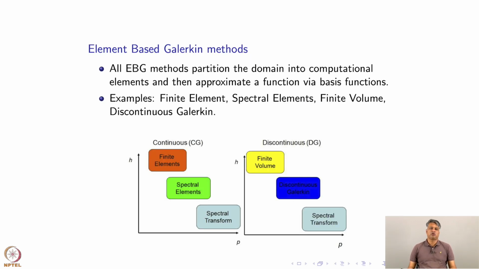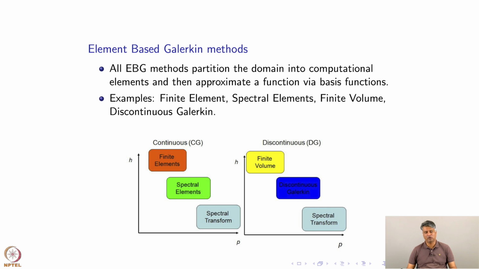Now let us start talking about more efficient numerical methods. So we will now discuss element-based Galerkin methods. Element-based Galerkin methods partition the domain into computational elements and then approximate the solution using basis functions. If you use C0 continuity in your solution, then you have continuous methods. If you have discontinuity between the different computational elements in your solution, which is non-C0 continuous, then you have discontinuous solutions. Within each element, you can increase the polynomial approximation.